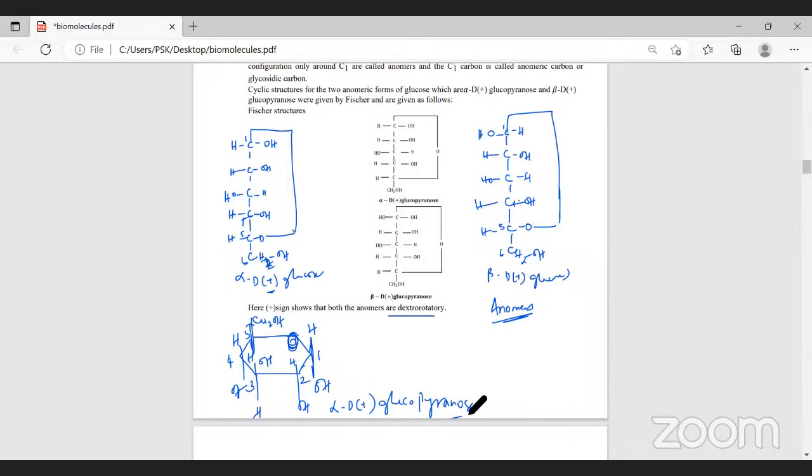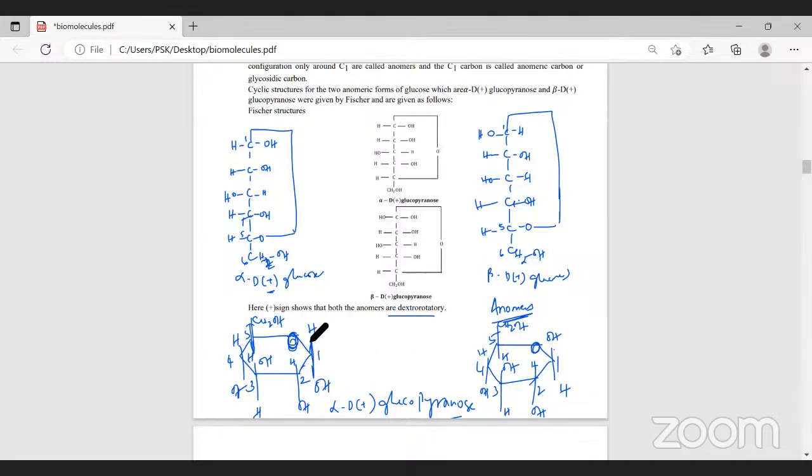Now, likewise, if we take beta D glucose, the Haworth structure, again we will write a hexagon. And here we'll write an oxygen. Number this as 1, 2, 3, 4, and 5. And the procedure is the same. Whatever is on the right-hand side goes on the lower plane, and whatever is on the left-hand side goes on the upper plane. So here it will be H and OH. Here it will be OH, H, H, OH, OH, H, and here it will be CH2OH and H.